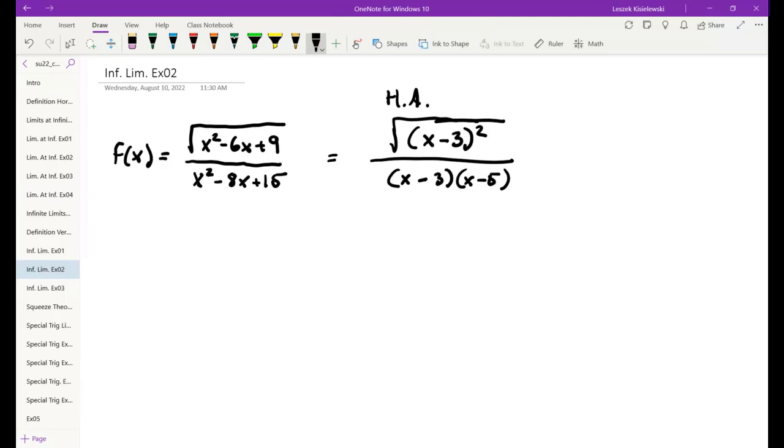All right. So notice that the domain of this function is everything but x equals 3 and x equals 5, because that would make the denominator 0. So those are the two candidates. So what would happen if we approach 3 from the left? Well, the numerator we can simplify. What does the numerator simplify to?